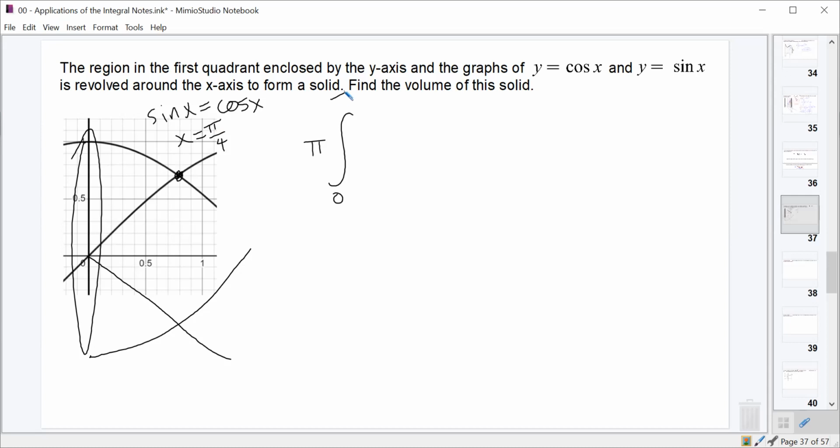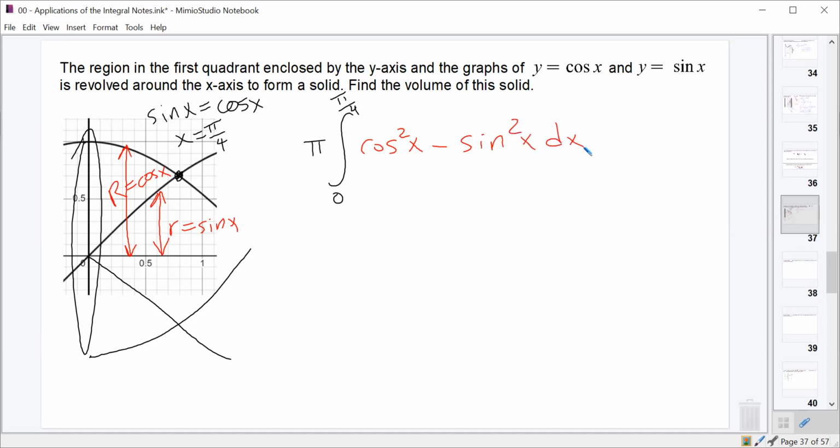So we're going to integrate from 0 to pi over 4 of our outer radius squared. Our outer radius is just extending from this upper function down to the x-axis. That upper function is cosine x. So this will be cosine squared x. And then we'll subtract our inner radius, which just comes from the lower function. That one's just sine x. So cosine squared x minus sine squared x dx.